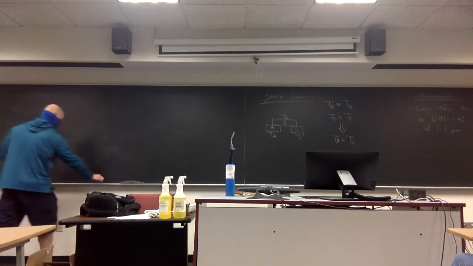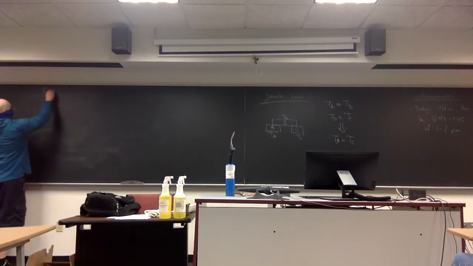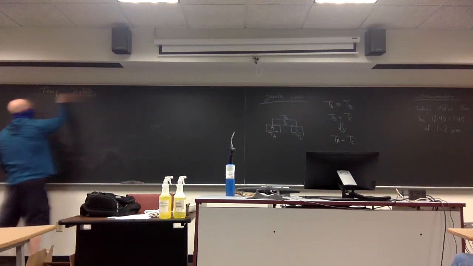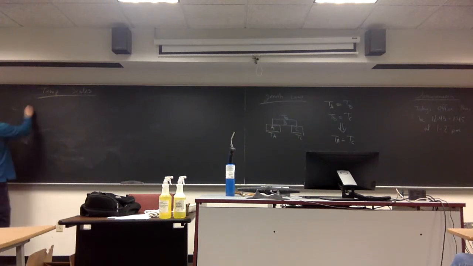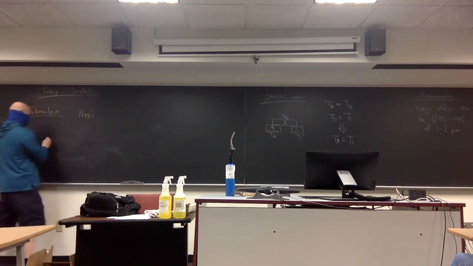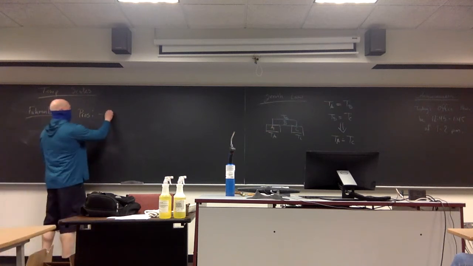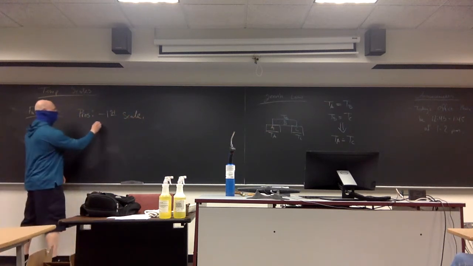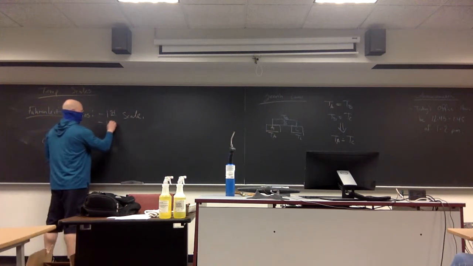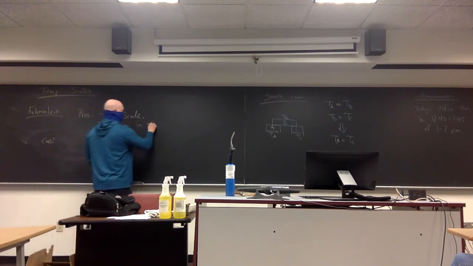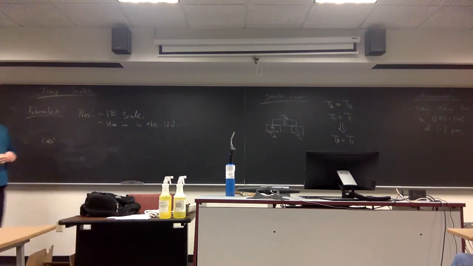So let's talk about some temperature scales we have used throughout history. Historically, the first temperature scale is the Fahrenheit scale. So let's talk about some pros of the Fahrenheit scale, and then let's talk about some cons. So what's a pro of the Fahrenheit scale? Well, a pro is it was the first. Another pro is we use it here. And that's about it. There's basically no other pro to the Fahrenheit scale.